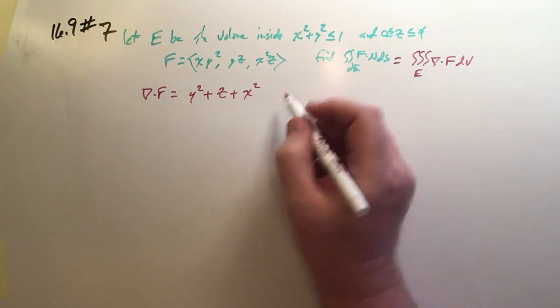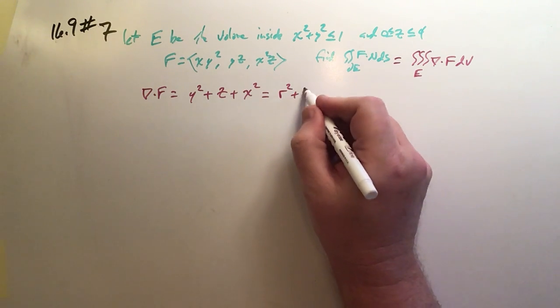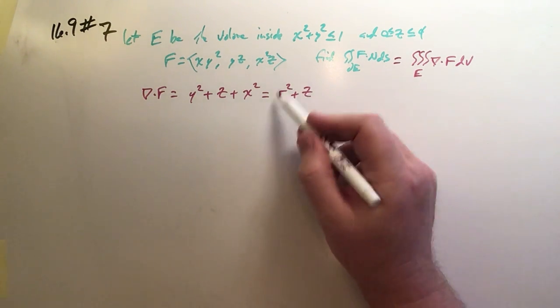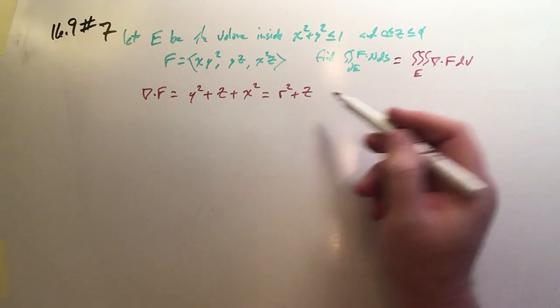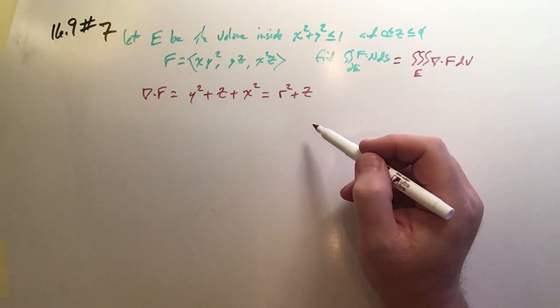And you can see how nicely that works out. This is basically r squared plus z once we make the polar conversion. So that's going to be our argument. And with polar, the only Jacobian we add is an extra r. So wow, that's a really easy integrand.